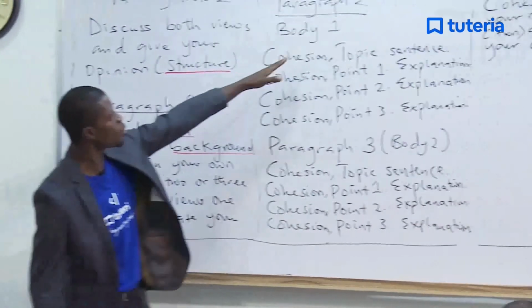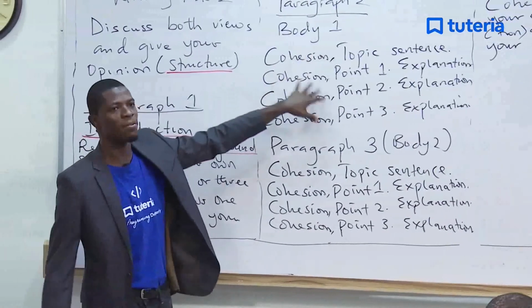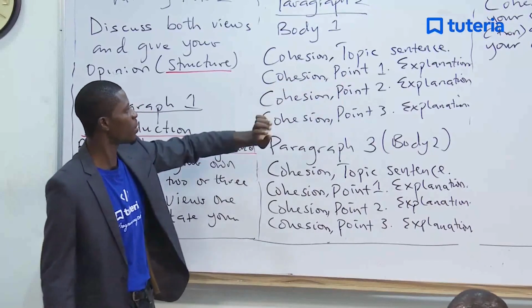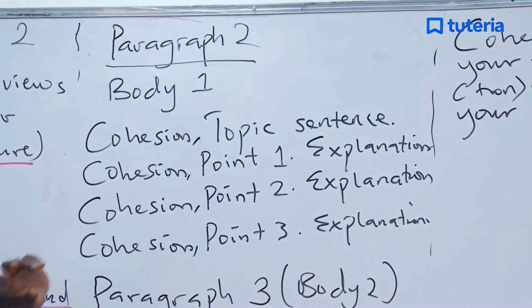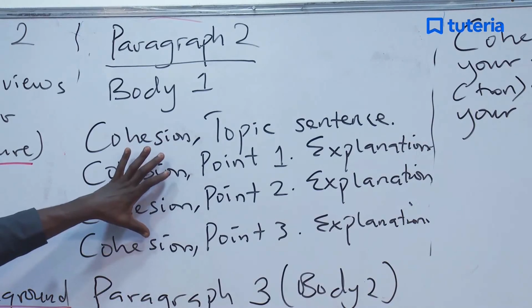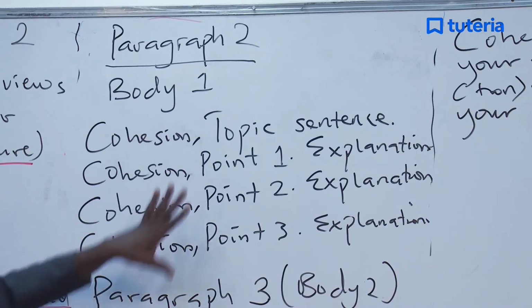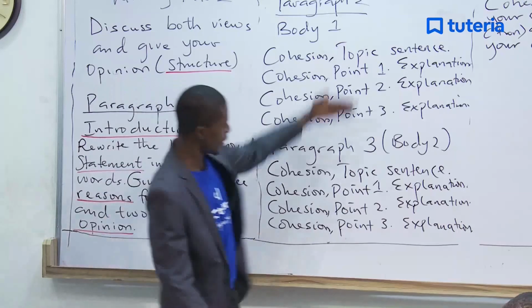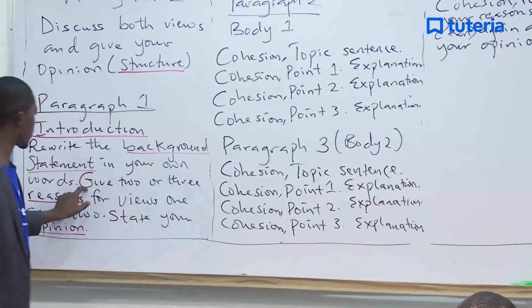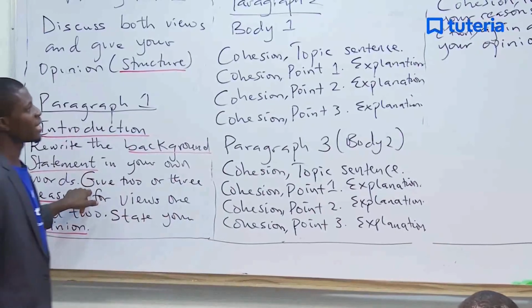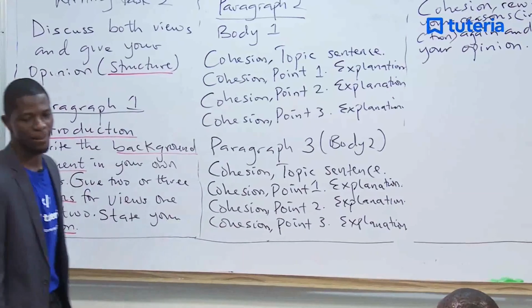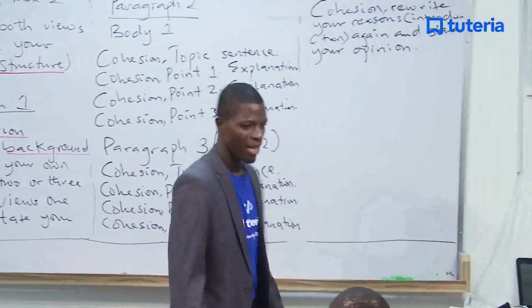Now the next, paragraph 2, body 1. I told you that many of the things we have here might be optional. Cohesion, we have the topic sentence, we have the cohesion, again we have point 1, explanation, cohesion, point 2, explanation, cohesion, point 3, explanation. So we do this for bodies 1 and 2. Okay, the structure. Then the last one says cohesion. Rewrite your reasons. You're going to rewrite it again and state your opinion again. Are you getting what I'm saying?